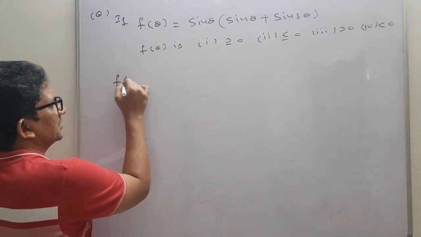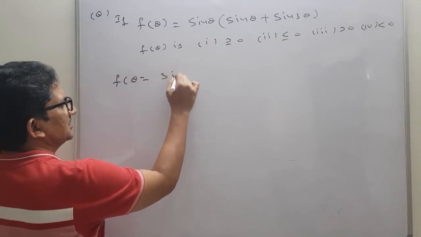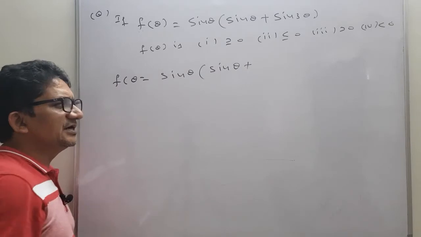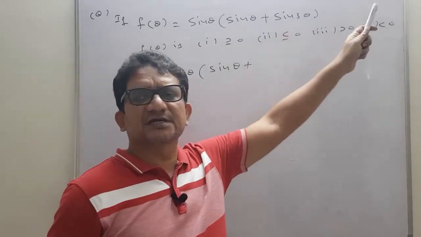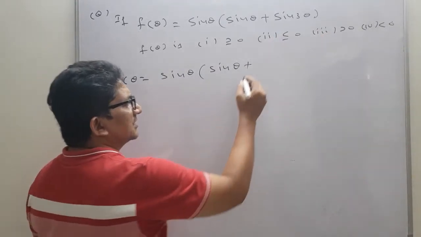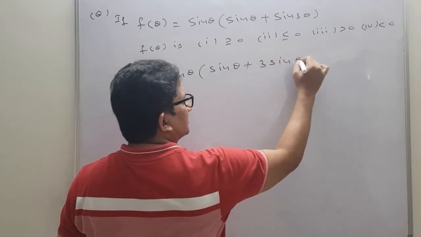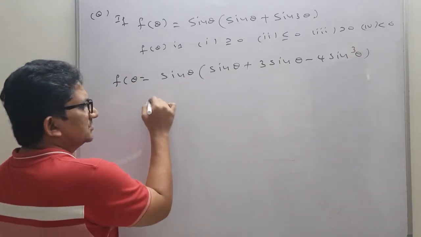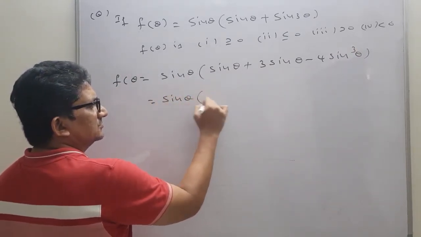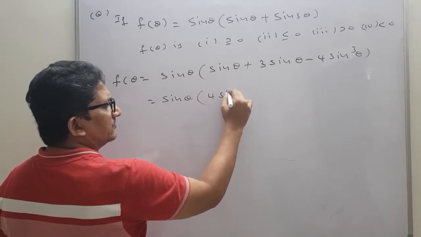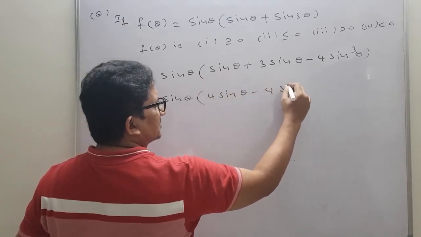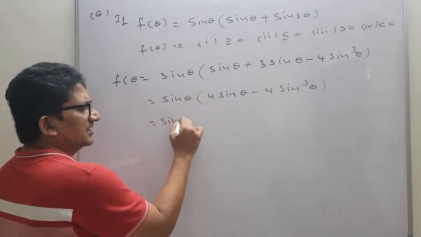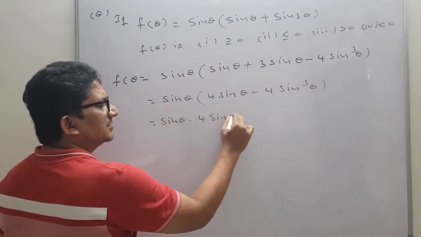f of theta is given as sin theta into sin theta plus... we should get an immediate idea that we need to convert this sin 3 theta. Sin 3 theta can be converted as 3 sin theta minus 4 sin cube theta. This is equals to sin theta into, now what we will get there, 4 sin theta minus 4 sin cube theta. Now it is clear, we can take 4 sin theta common here.